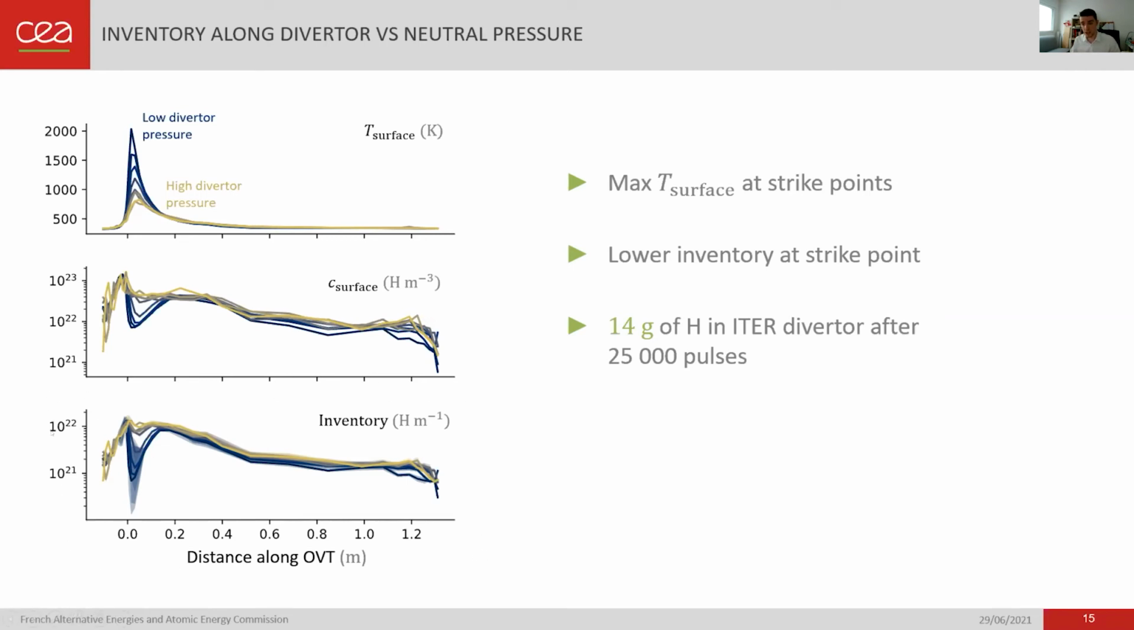The most interesting thing is what we obtained here at the middle, which is the distribution of the inventory. If we integrate this over the whole divertor in ITER, we obtain roughly an inventory of 14 grams of hydrogen, so deuterium and tritium, after 20,000 pulses, which is, believe it or not, much lower compared to the limit. We have a limit in ITER, which is 700 grams of tritium, because it's a nuclear facility, right? So that's the kind of results we were able to obtain with that package.